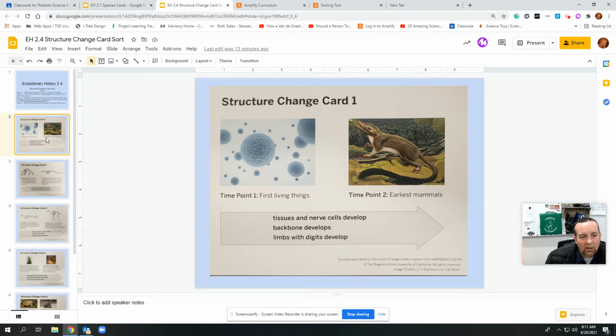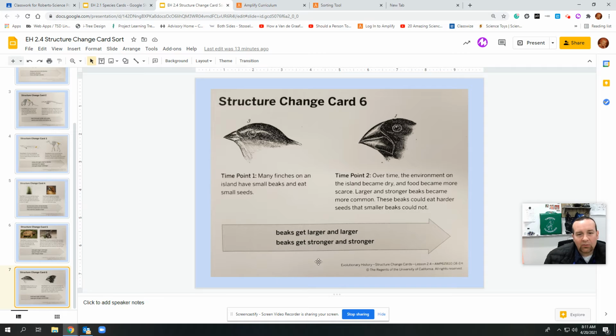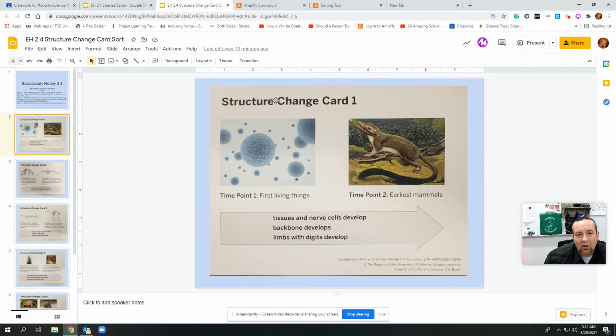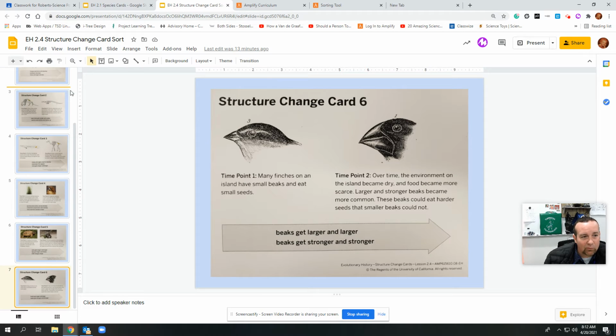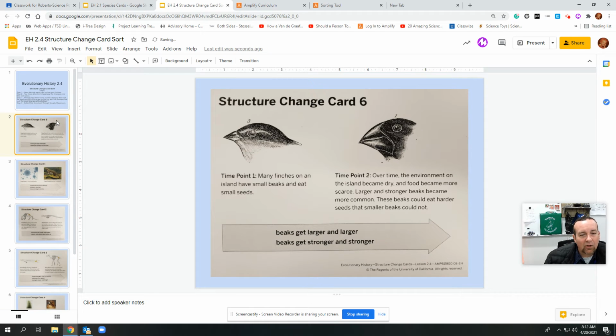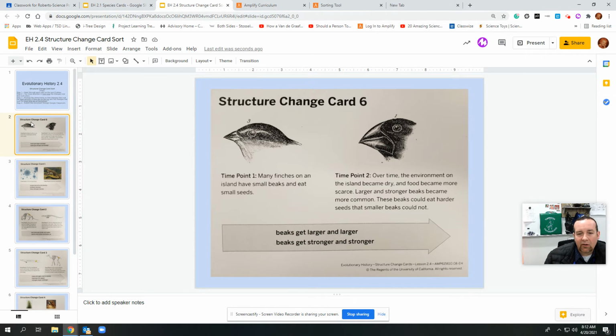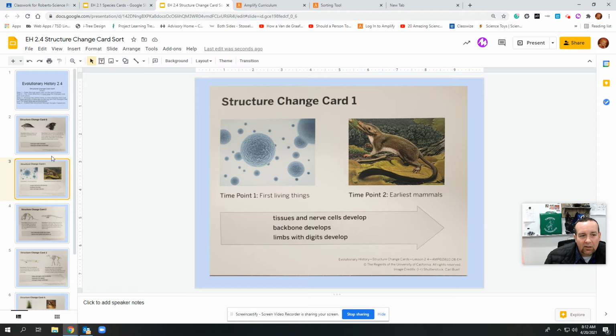So comparing card 1 with card 6, we would definitely say that card 6 took the least amount of time compared to these two cards. Card 1 took the most amount of time. So we would take card 6 and we would place it ahead of card 1. So now I've got the intro page. Now I've got card 6 at the top because it took the least amount of time. And now I've got card 1 after it towards the bottom because it took the most amount of time.